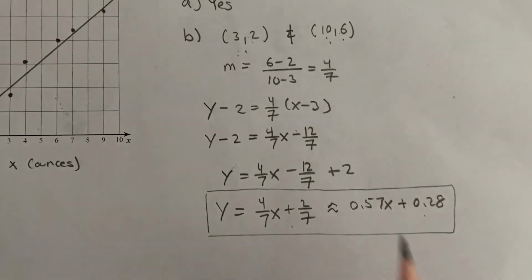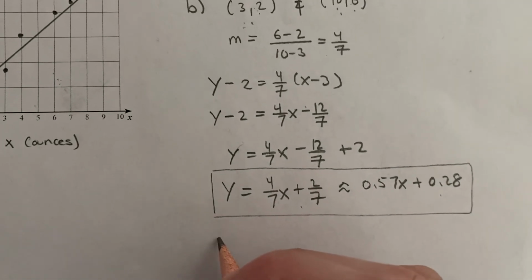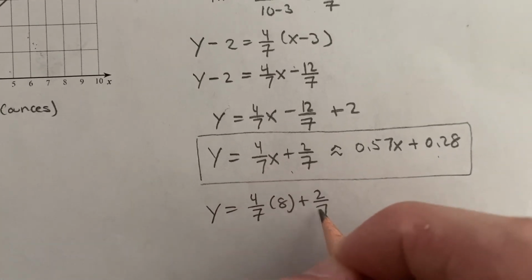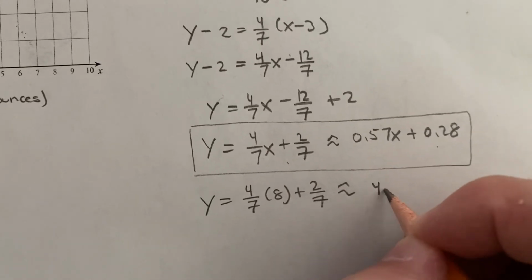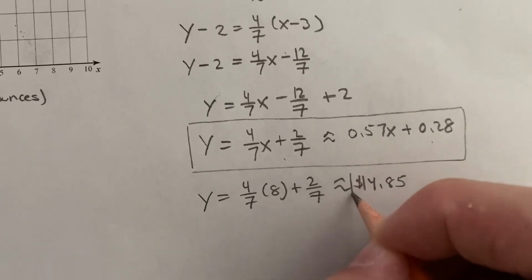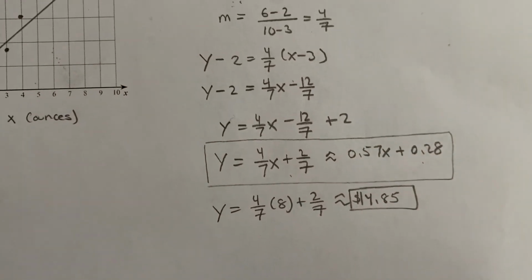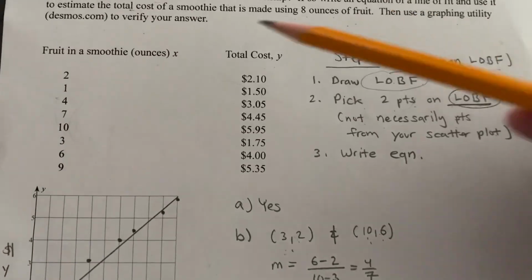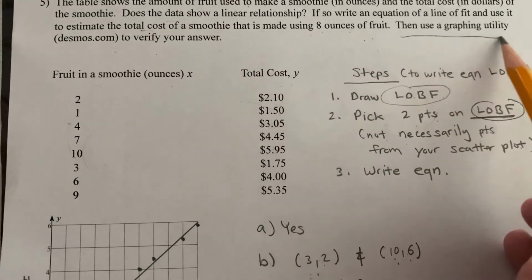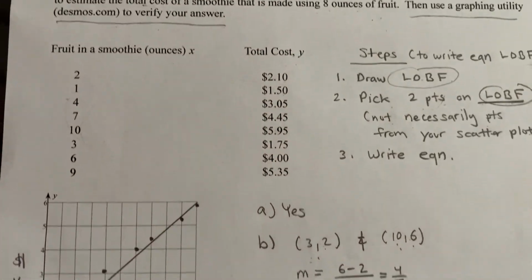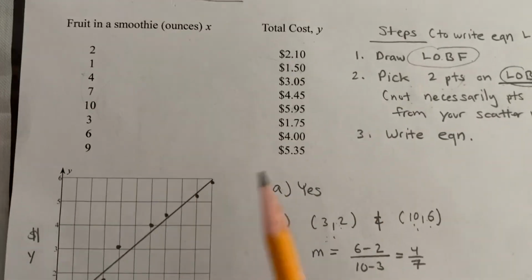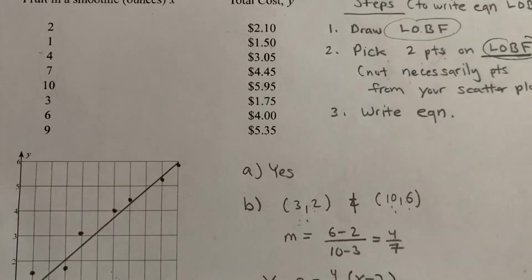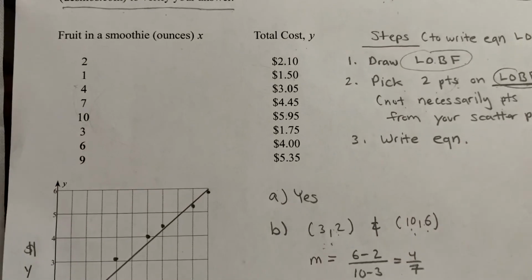Once you have the equation, you can estimate the cost of 8 ounces of fruit just by plugging in 8. Okay, and your final answer looks like it's going to be about $4.85. Okay, and that will conclude this problem. I will make another video to show how to use a graphing utility on Desmos to perform a scatter plot, get the equation of the line of best fit, and also Desmos will show you how to get the correlation coefficient as well.